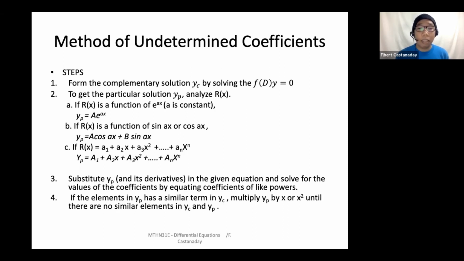Number 4, if the elements in y sub p have a similar term in y sub c, we multiply y sub p by x or x squared until there are no similar elements in y sub c and y sub p. Okay, so we have again another example for this one. And the general solution, please take note, of the non-homogeneous linear differential equation with constant coefficients is y equals y sub c, or the complementary solution, plus y sub p, the particular solution. Now let's move on to solving some of the examples.